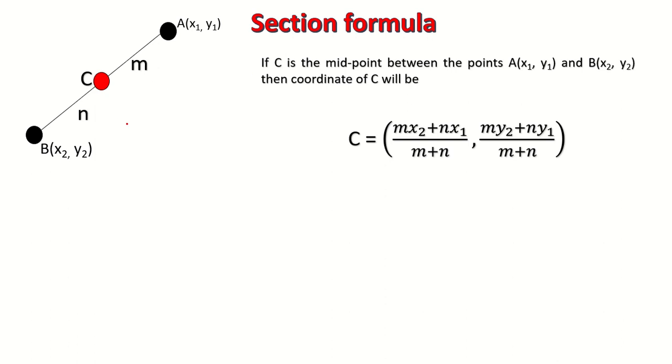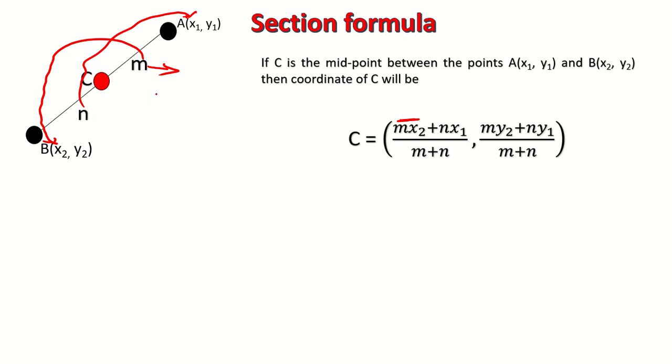Okay, now how will you memorize this? If you are taking this ratio m, then m is towards A. Yes, m is in between A and C. So don't consider that value. Consider the opposite value, like this here. You can see m is written with x2 and n is written with x1. So whatever ratio you are taking, just take the opposite number with that. Don't take the same side number.